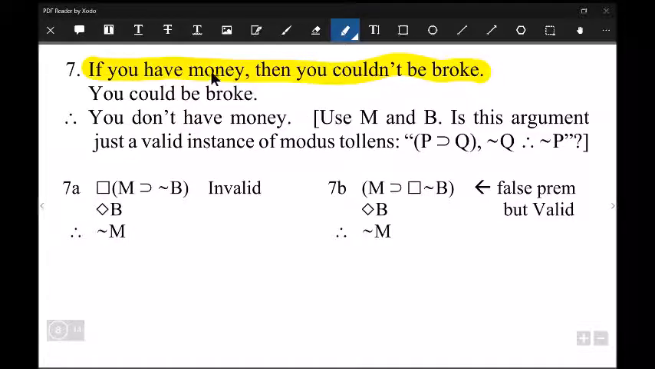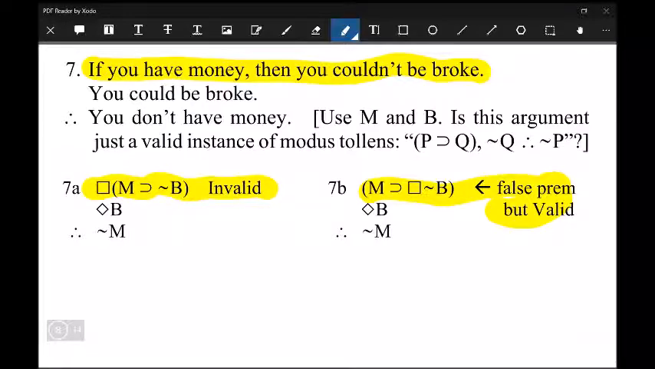What's wrong is this premise is ambiguous. It has our favorite modal fallacy. If you have money, then you couldn't be broke. Could be box outside, or it could be box inside. Either way, there's a problem. So the problem is the first premise isn't clear what it means.